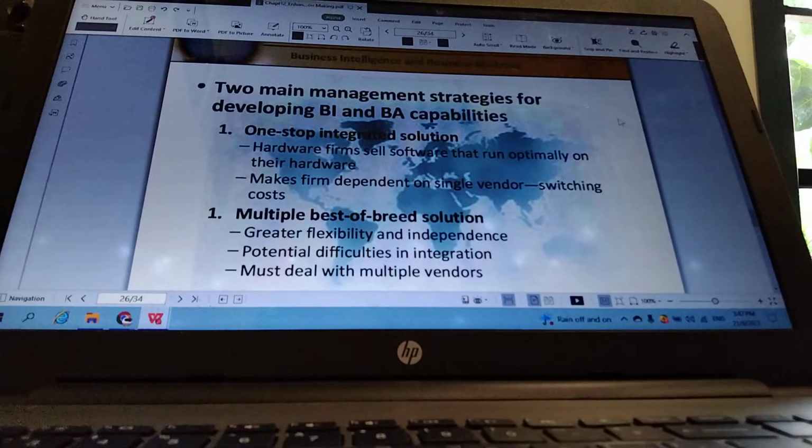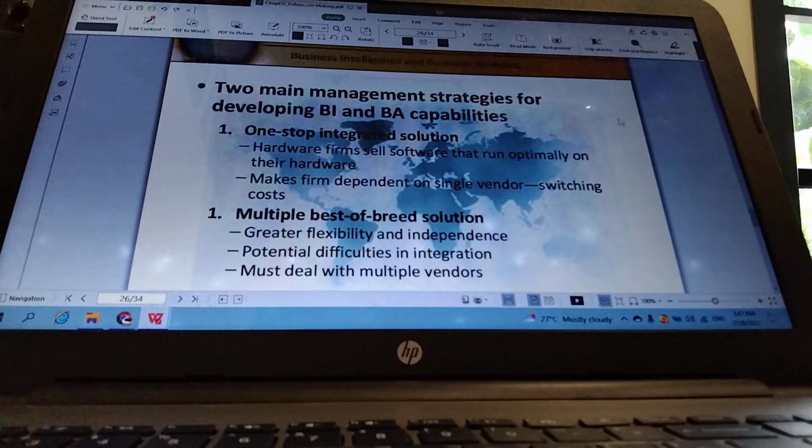Hardware firms sell software that runs optimally on their hardware and makes the firm dependent on a single vendor. And if you are planning to switch, definitely the switching cost is very high, meaning you have to start all over again. So that makes the vendor lock you in, all right, so that you are with them for the long term instead of the short term. But definitely the cost is high, but there is a very good return as we have discussed so far.